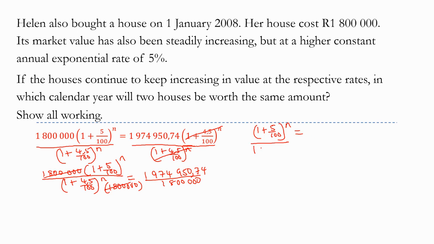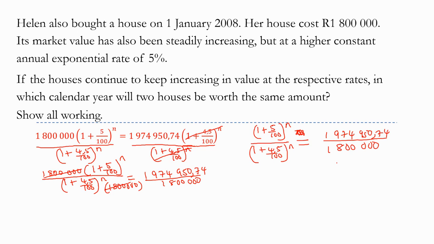divided by 1 plus 4.5% is equal to what? Let me just remove this. Okay, is equal to 1,974,950.74 divided by 1,800,000. You see that? So that's what we have here.